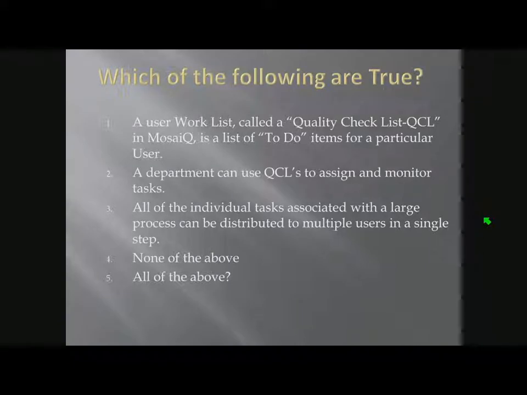So let's do another Sam's question. Which of the following are true? 1, a user work list, called a quality checklist in Mosaiq, is a list of to-do items for a particular user. 2, a department can use QCLs to assign and monitor tasks. 3, all of the individual tasks associated with a large process can be distributed to multiple users in a single step. 4, none of the above, or 5, all of the above.